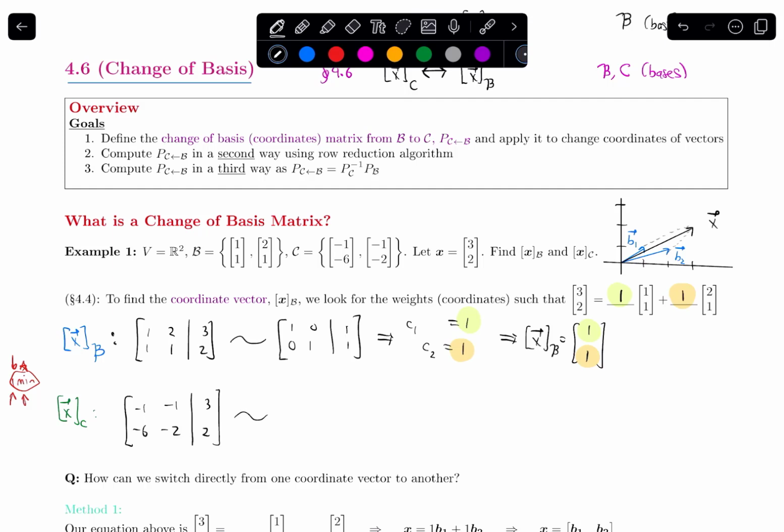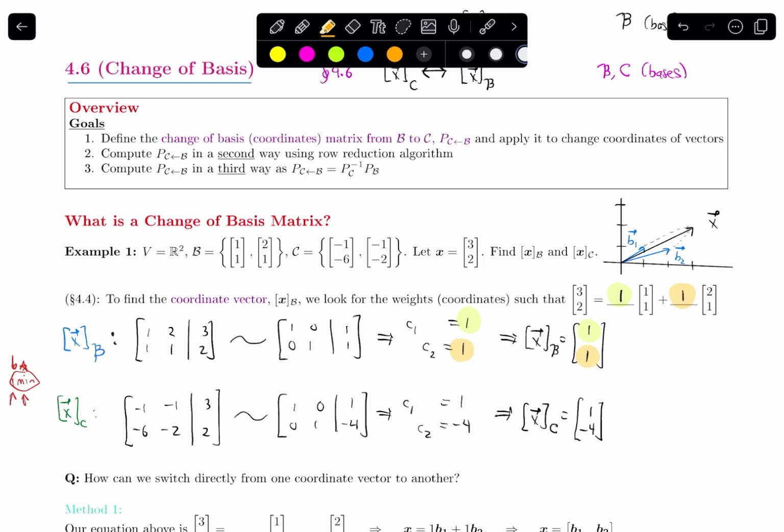Turns out that if I row reduce this, I'll end up getting 1, 0 augmented with 1, and then 0, 1 augmented with -4. So from this, I'm getting c1 equals 1, and c2 equals -4. So those are the weights that will become the entries of my coordinate vector. So the coordinate vector of x in terms of the basis c, the first entry is 1, the second entry is -4. Let me just highlight the corresponding things. Here's a 1, and that's the 1. Second value is the -4, and that goes there.